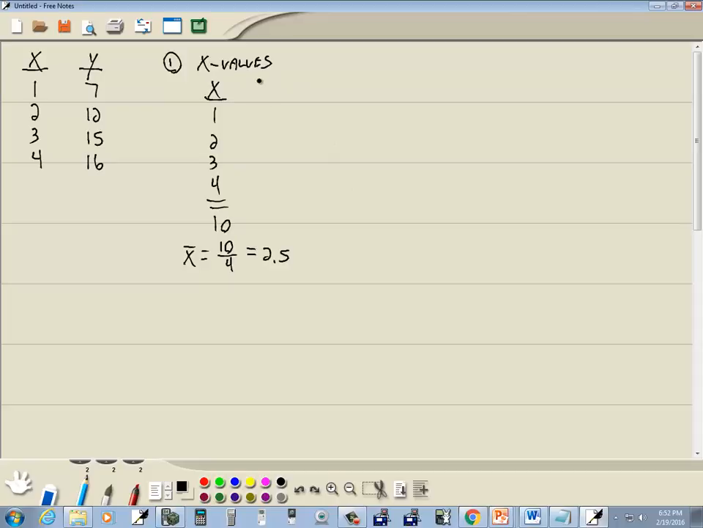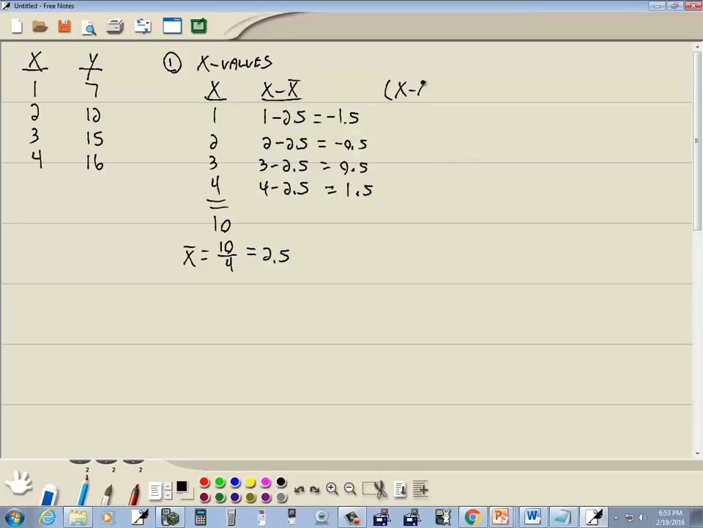Now to find our standard deviation, we have to find this column, x minus x bar. So I'm going to take 1 minus 2.5, 2 minus 2.5, 3 minus 2.5, and 4 minus 2.5. That's going to give us negative 1.5, negative 0.5, 0.5, and 1.5.